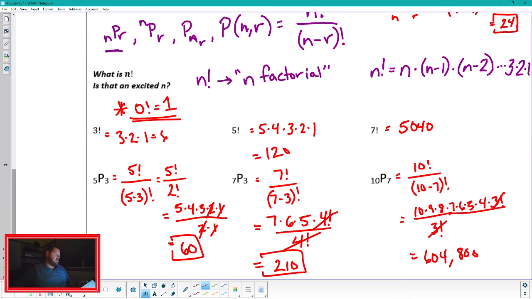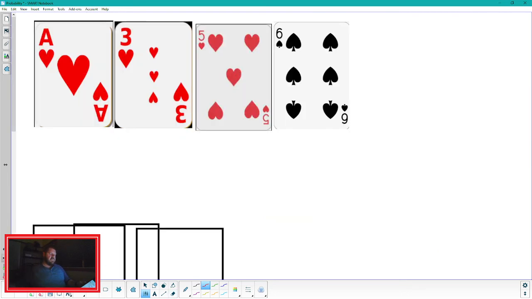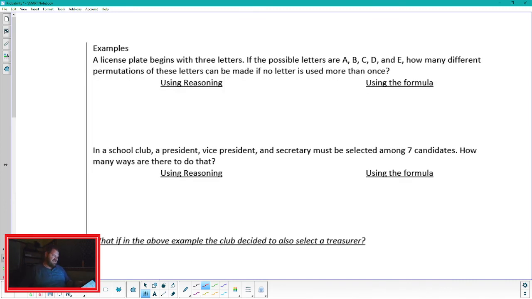Okay, let's move on. We've already seen that. Let's take a look at some examples. So here it says the license plate begins with 3 letters. If the possible letters are A, B, C, D, and E, how many different permutations of these letters can be made if no letter is used more than once?